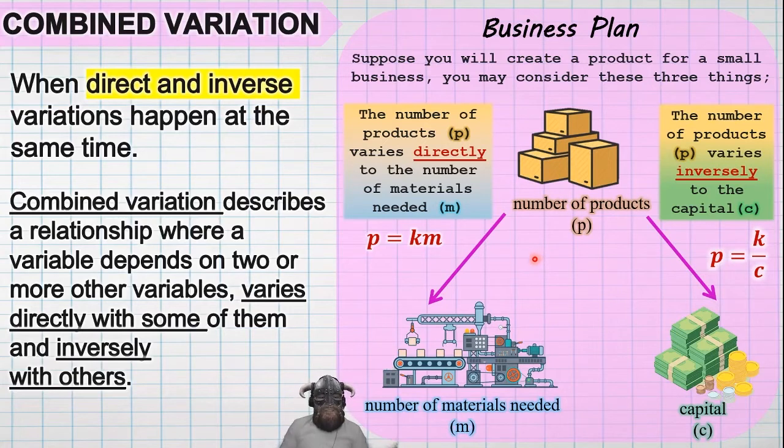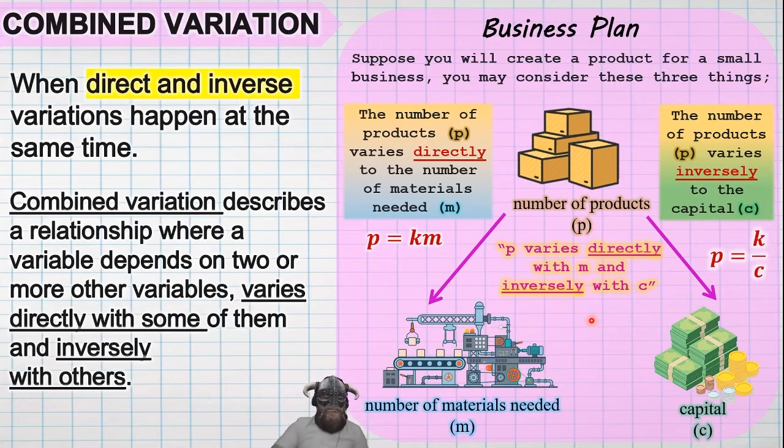But when it comes to the capital, the number of products varies inversely to the capital on that kind of business. So in this case, if we try to combine these two different types of variation, we can create what we call a combined variation, wherein we can say that P varies directly with M and inversely with C. So the number of products P varies directly to the number of materials needed and inversely with the capital C. Pag pinag-combine natin itong dalawa, we can create a combined variation that can be interpreted as P is equal to KM over C. Tingnan nyo, nandyan pa rin naman si K pero pinagsama yung direct tsaka yung inverse variation. So this is what we call a combined variation.